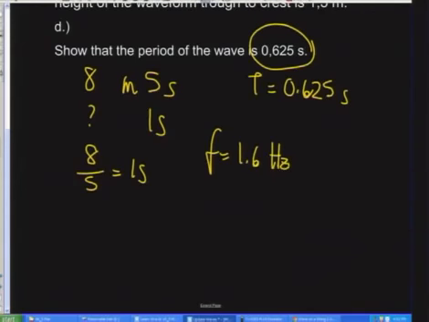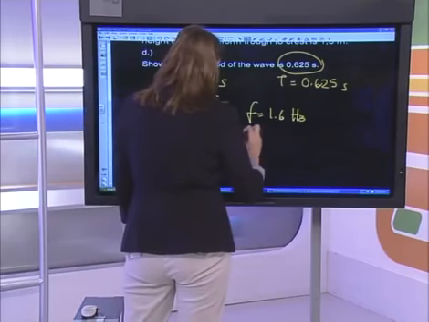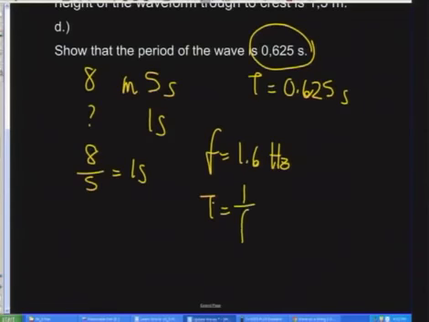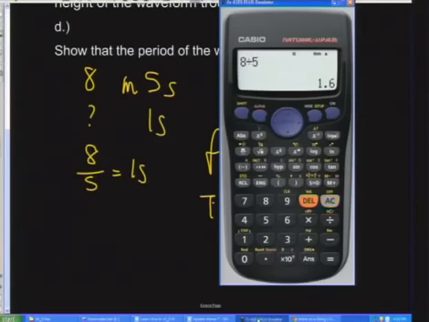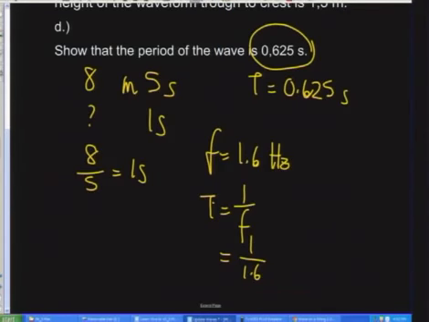Okay. And then in our next step, the period is 1 over the frequency, because the frequency was 1 over period. Period must be 1 over frequency. And so 1 divided by 1.6. Let's do that again. 1 divided by 1.6. And you get the answer 0.625 seconds was the value for the period.